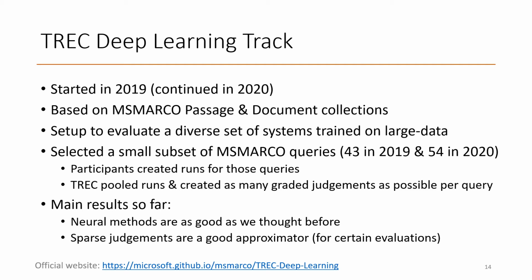One of those TREC tasks is the TREC Deep Learning track, which started in 2019 and continued since. It's based on MS Marco passage and document collections, and it's set up to evaluate a diverse set of systems trained on this large data. The way it has been done is we select a small subset of MS Marco queries, 43 and 54, and then participants create runs for those queries. TREC pools the runs and creates as many graded judgments as possible per query. It is a way to complement the sparse judgments from MS Marco. The main results so far are that neural methods are as good as we thought before this track started, and sparse judgments are actually a good approximator for certain evaluations compared to the high quality dense judgments.